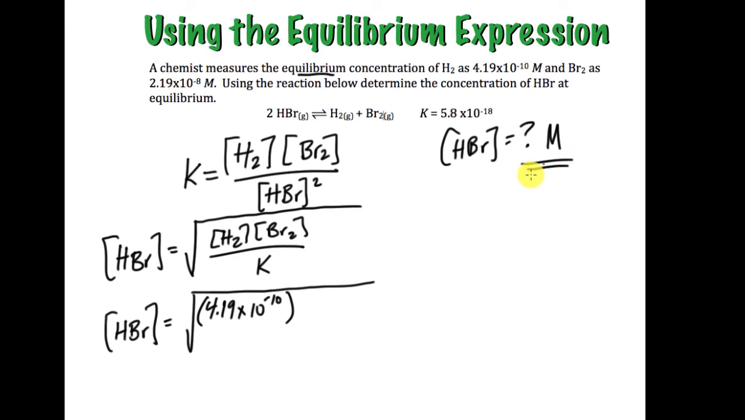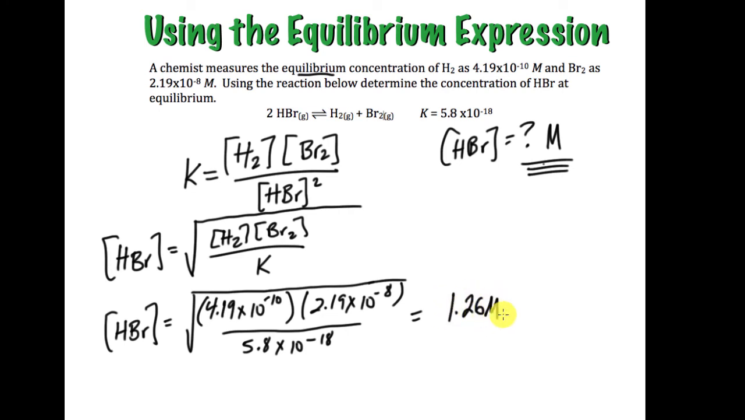So make sure when you're dealing with concentrations, you put a unit. If we're dealing with K, we're not going to have a unit. I'm not going to put a unit in there because it's not really important mathematically. So 2.19 times 10 to the minus 8, all of that over 5.8 times 10 to the minus 18. If I simplify this, I'm going to find that my concentration of the HBr, hydrogen bromide, is 1.26 molar. And that would be my concentration.